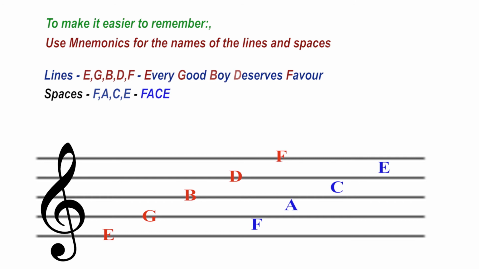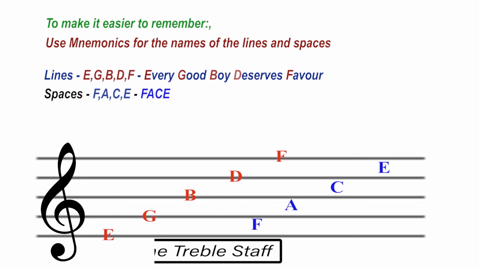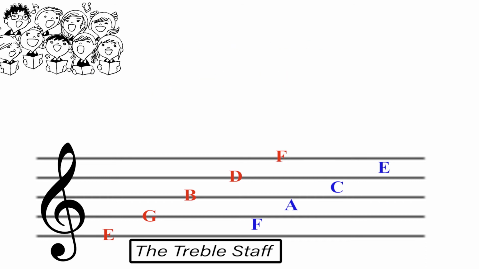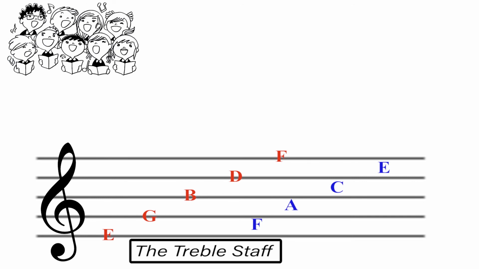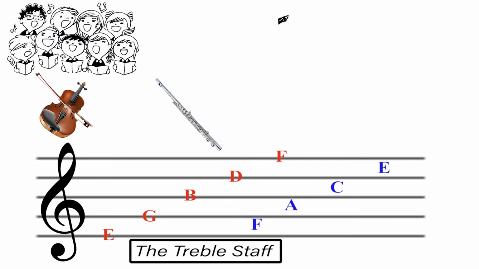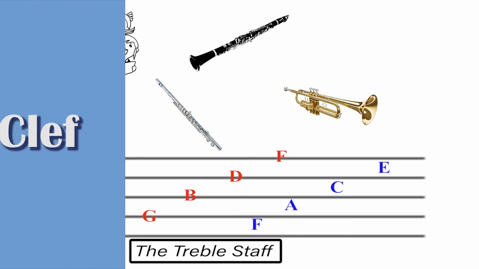When a treble or G clef is placed on the staff, it can be called the treble staff. The treble staff is the staff that is normally used by female voices in choral music. It is also used by instruments such as the violin, the flute, the clarinet, and the trumpet.